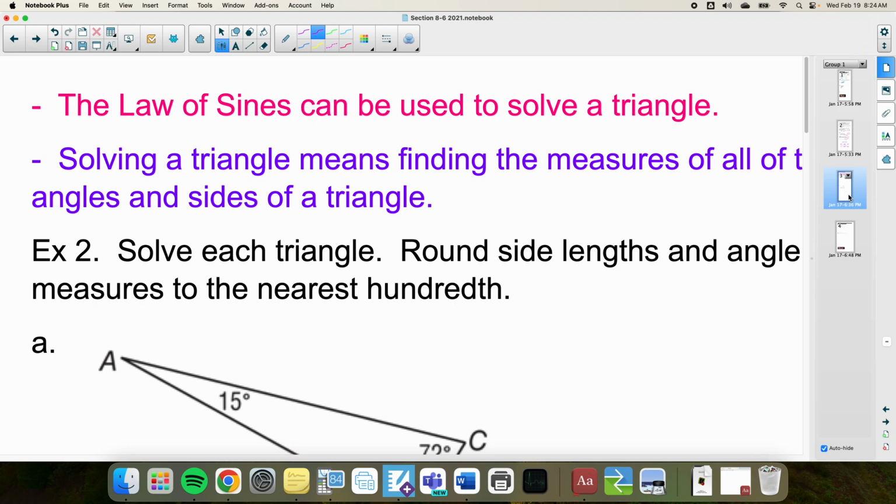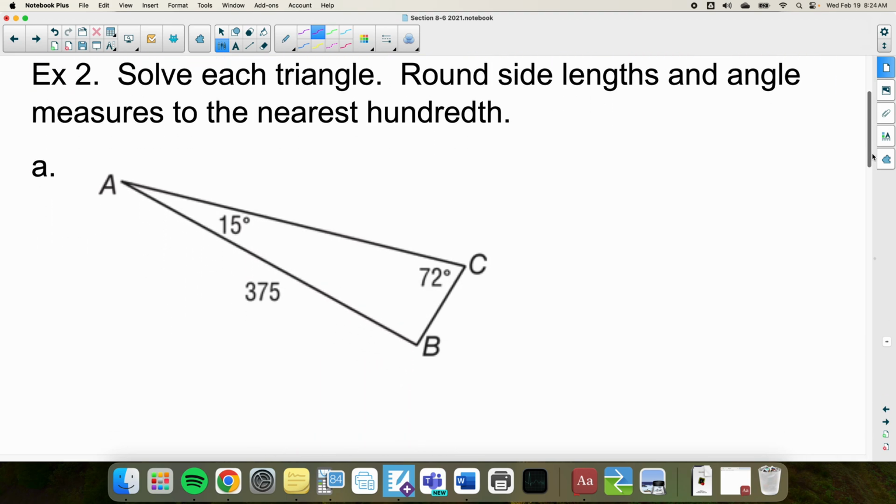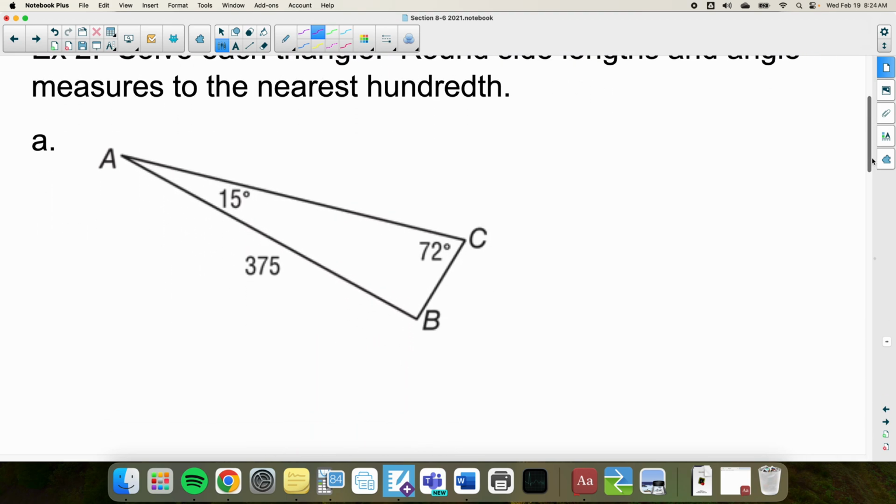So how does law of sines work? Okay, so you're gonna get a triangle today, and as I said, you're either gonna get angle, angle, side, or angle, side, angle.